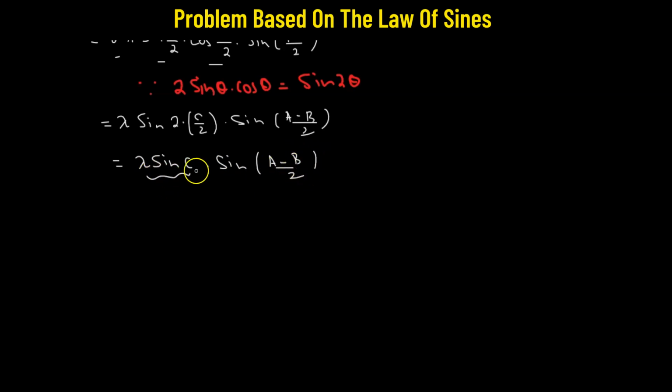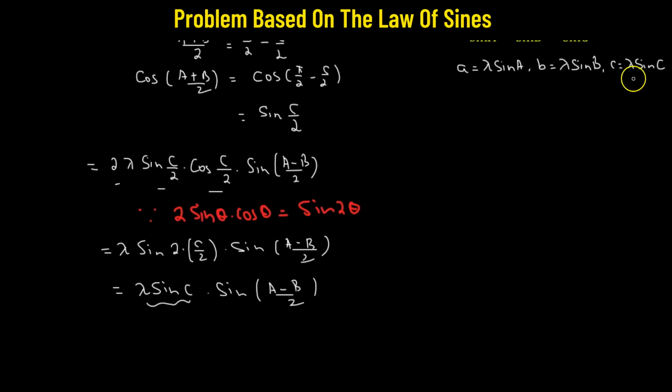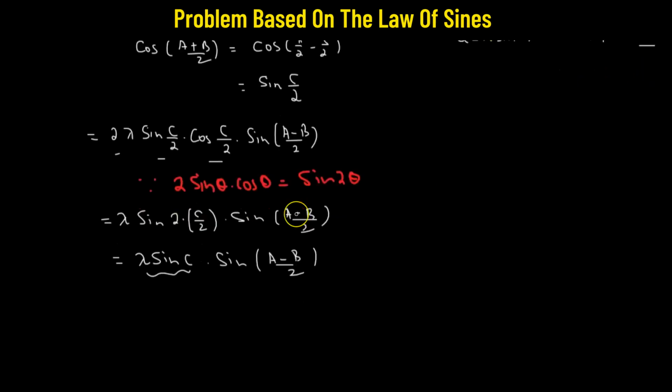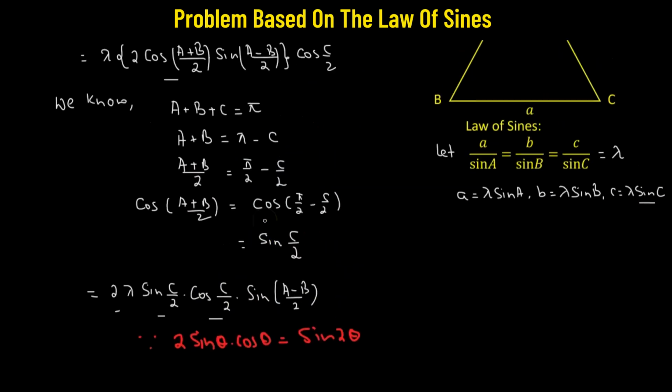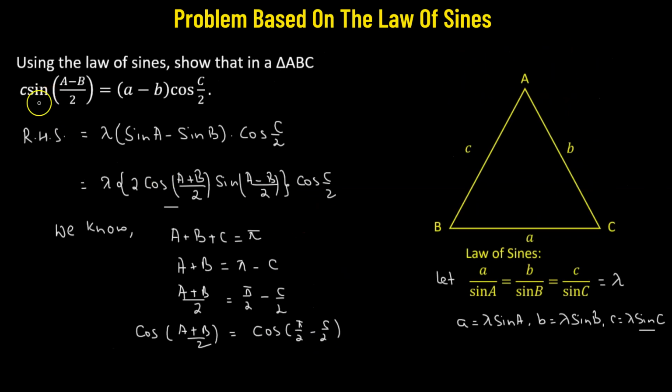We have already defined lambda sine C using the law of sines. So lambda sine C is simply the side c. So this will be equal to side c multiplied by sine of (A minus B)/2. So this is the expression on the left hand side. So we started out from the right hand side and obtained the left hand side. So hence we have successfully shown that c times sine of (A minus B)/2 equals (a minus b) times cosine of C/2.